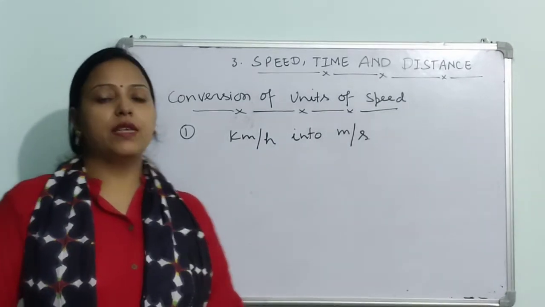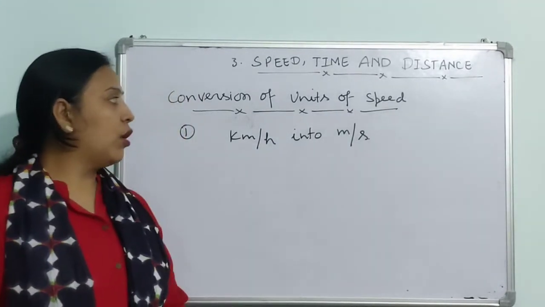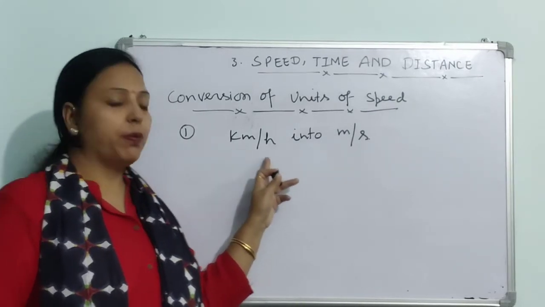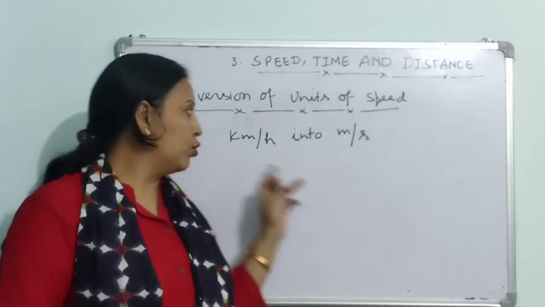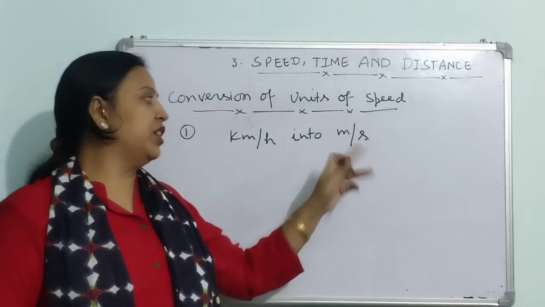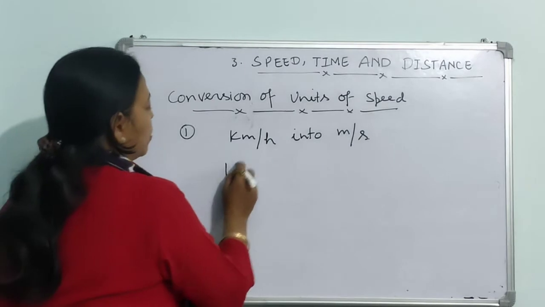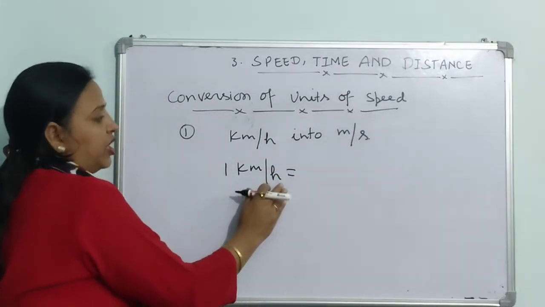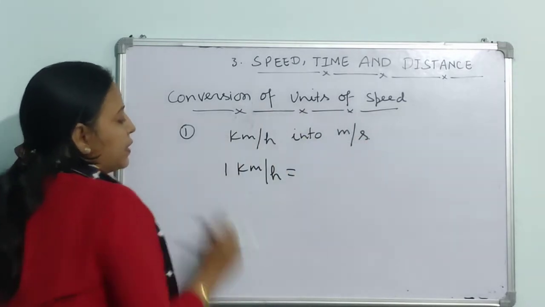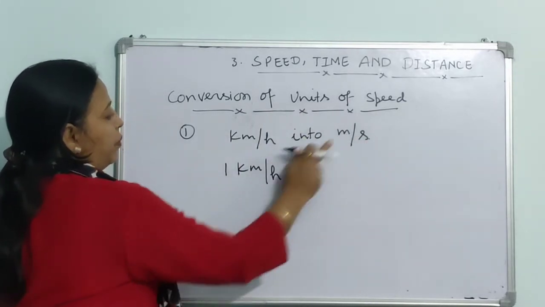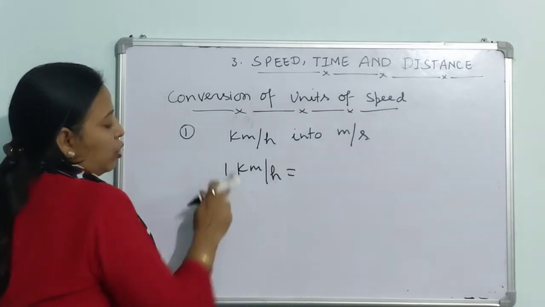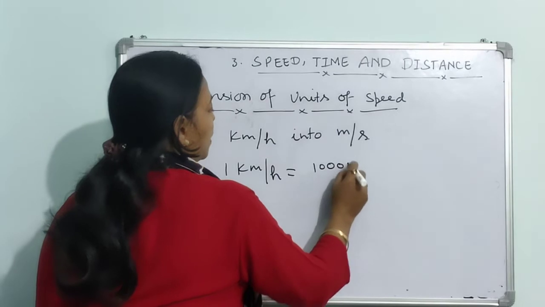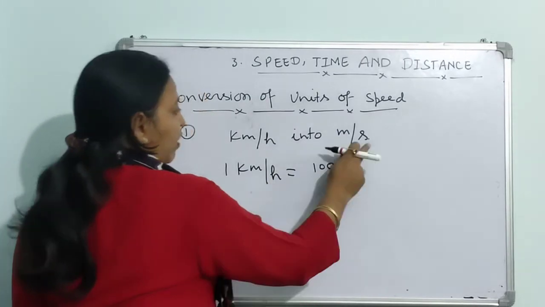Now next topic is conversion of units of speed. So first one in that you want to convert kilometer per hour into meter per second. So how you will convert kilometer per hour into meter per second? So suppose this is 1 kilometer per hour and you want to change this 1 kilometer per hour into meter per second. So you will change this kilometer in meter and hours into second. So we all know that 1 kilometer is equal to 1000 meter. And hours, how you will change in seconds?